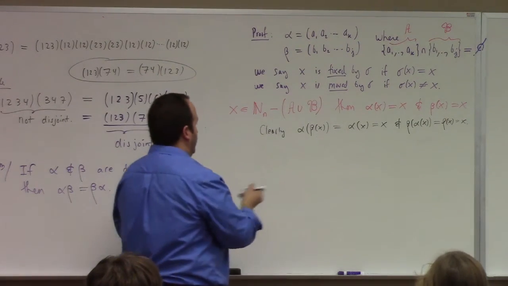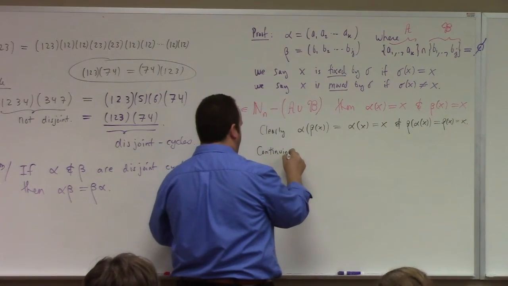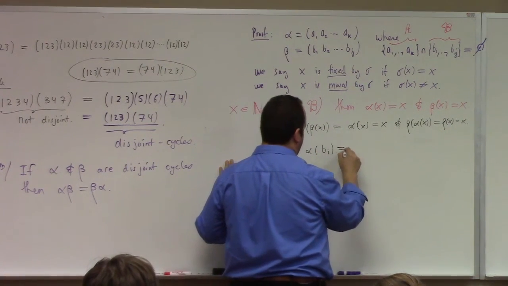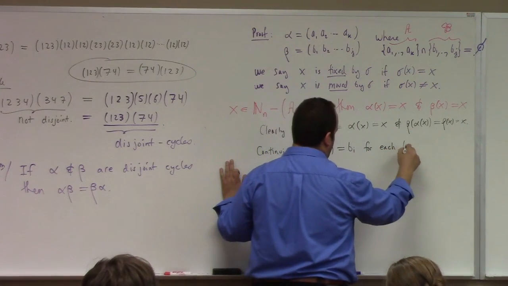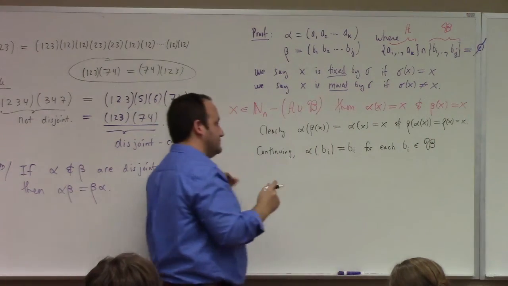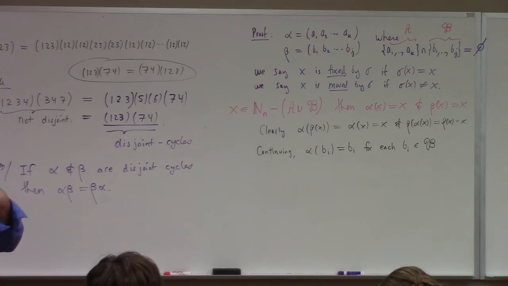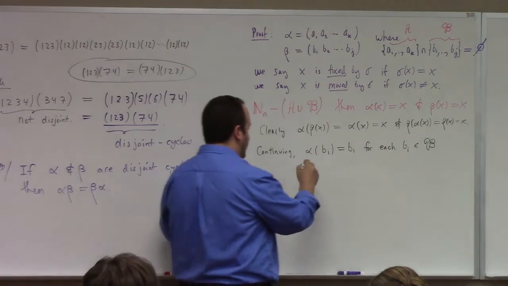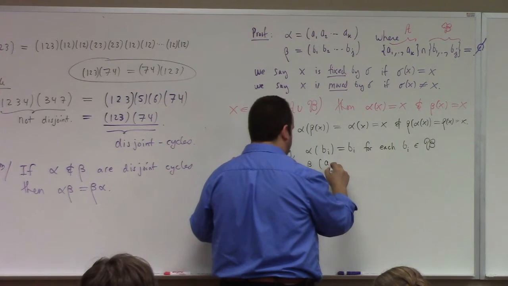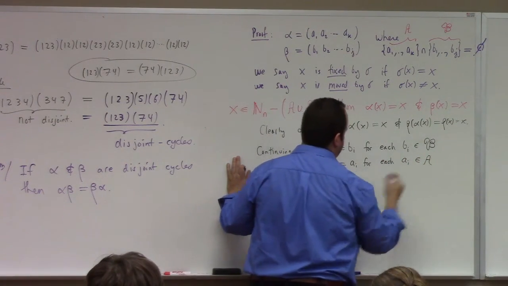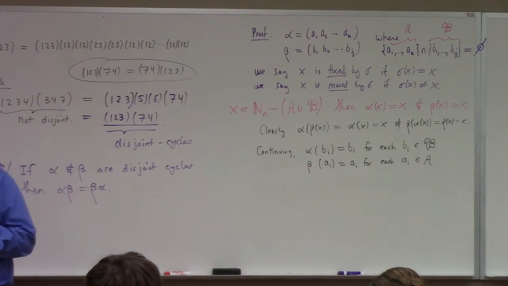Continuing, we have alpha of b sub i is equal to b sub i for each b sub i in B, because they're disjoint. By the definition of cycle notation, the cycle alpha is not moving the b's. They're stationary. Conversely, what else do we have? Beta of a sub i is equal to a sub i for each a sub i in A. What else do we know?